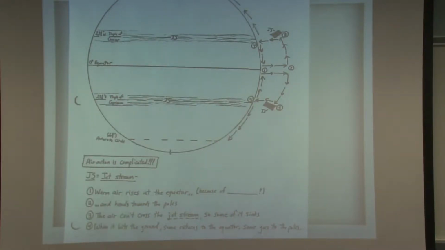It says air motion is actually more complicated than what we had in the first drawing. So let's define what a jet stream is. A jet stream is a fast river of air.